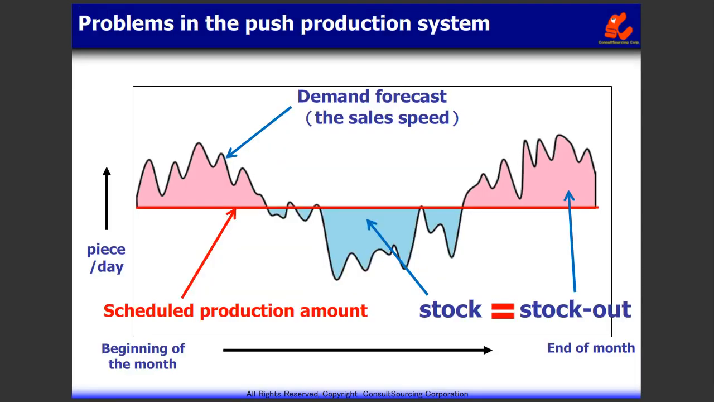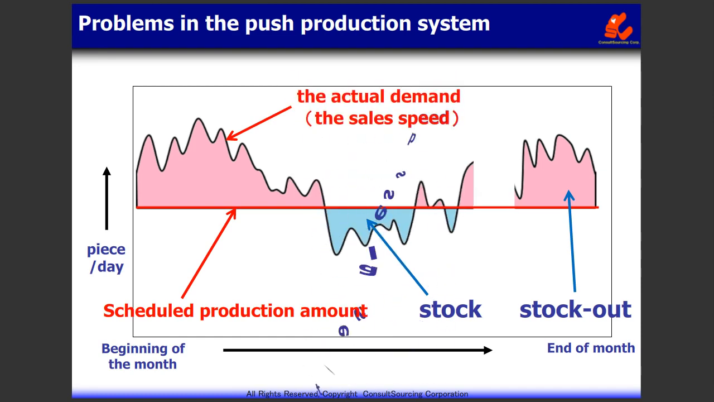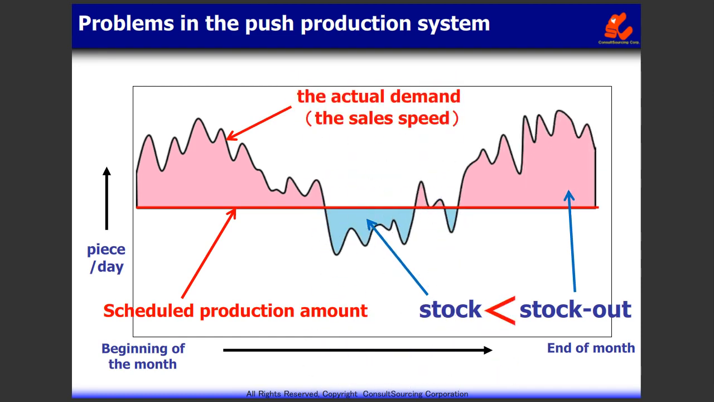Now, let's think about the problems of the push system production. The production schedule is usually planned out by balancing the stock amount and the stock out volume, based on the demand forecast. However, if the actual demand results higher than the production schedule, the stock out volume will exceed that of the stock and cause frequent stock outs.